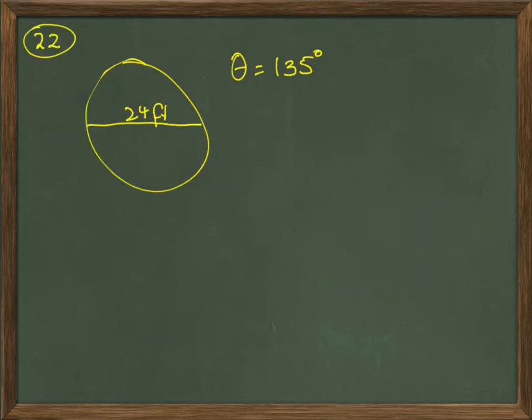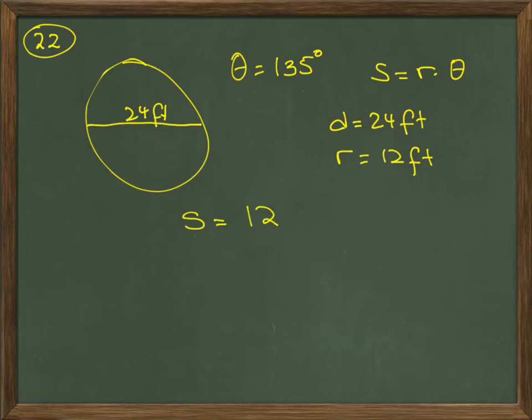Okay, here's number 22. We're looking for the arc length. The formula is S equals R times theta. Of course, theta has to be in radians. Now here the diameter is given. So if the diameter is 24 feet, that means the radius is 12 feet. Okay, so S equals 12 times 135, that needs to be converted into radians, times pi over 180.